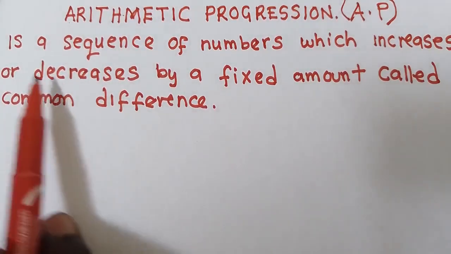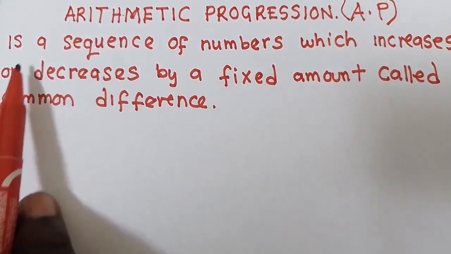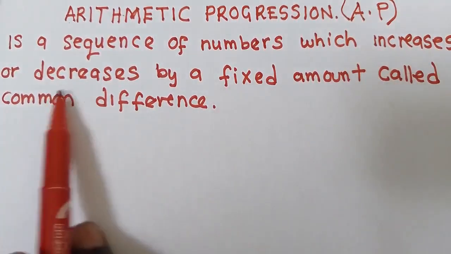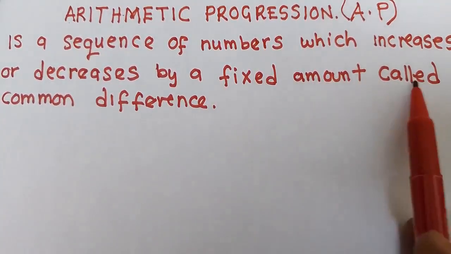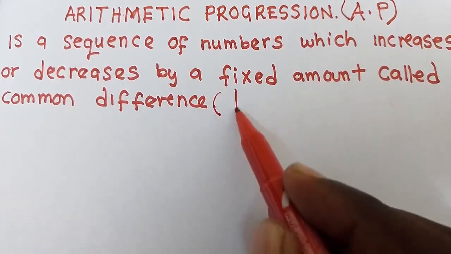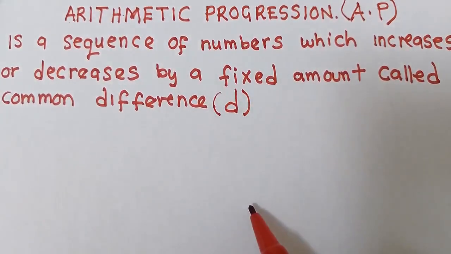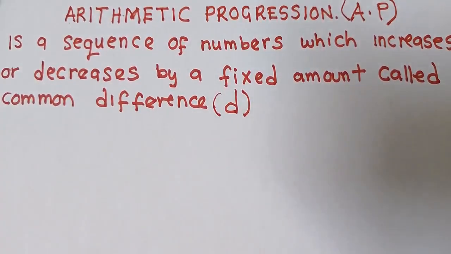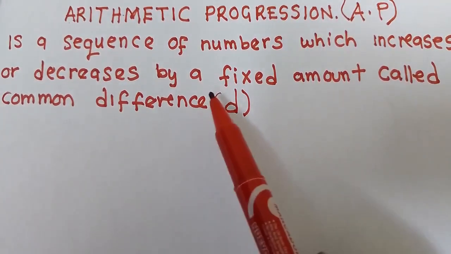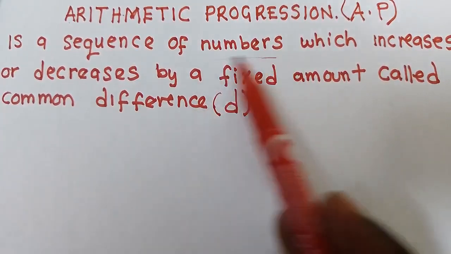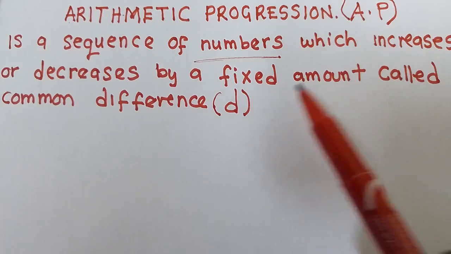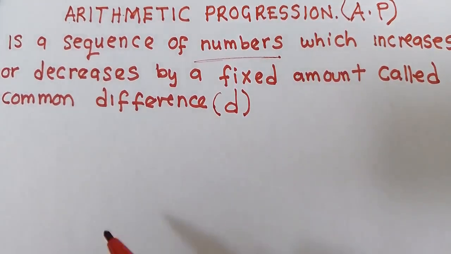It is saying arithmetic progression is a sequence of numbers which increases or decreases by a fixed amount called common difference. We symbolize common difference as D. So that is our common difference. This is a sequence of numbers which increases or decreases by a fixed amount called common difference.